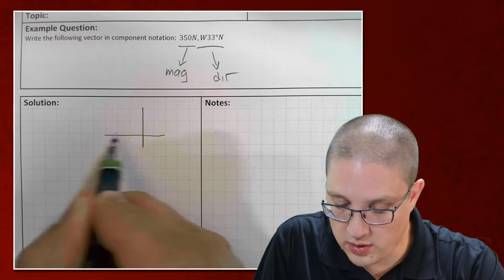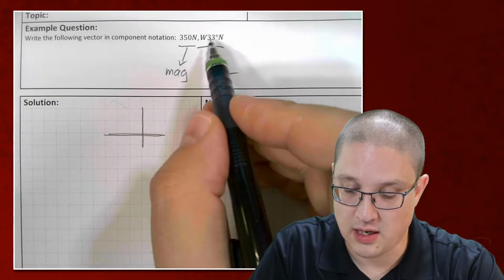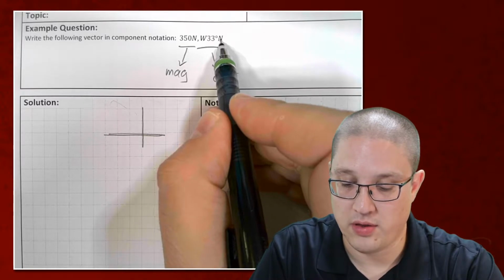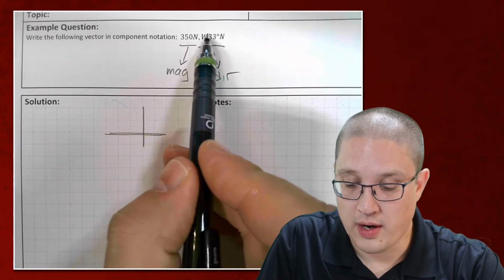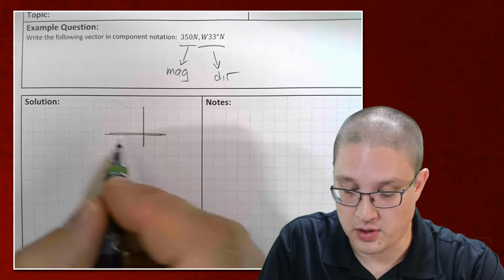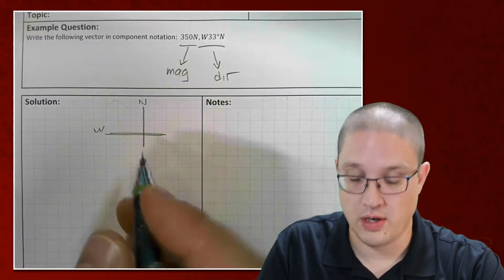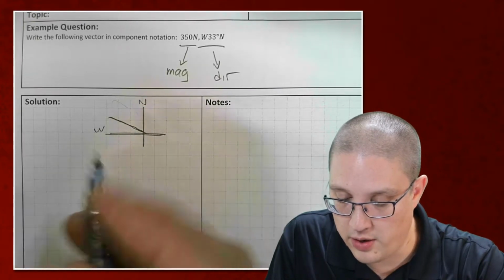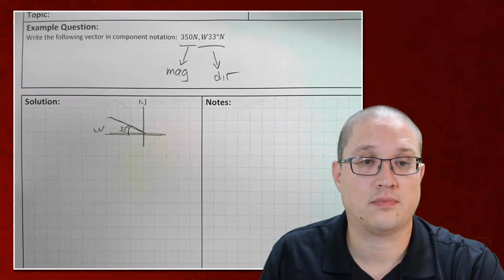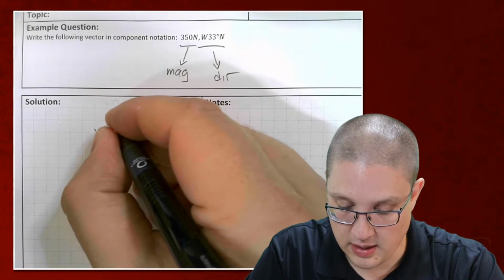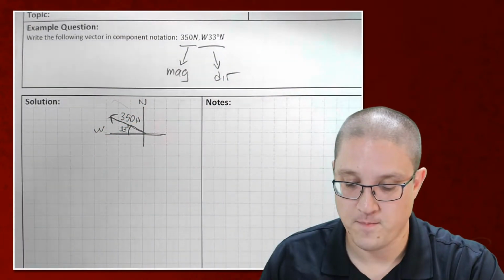Now, I happen to know that this vector is going to be in this quadrant here because I've got west and north. So it's going to be somewhere between west and north. So when I look at my direction written like this, I'm going to start at west and I'm going to go towards north 33 degrees. So my vector is going to be here, and this is 33 degrees. I also know that the length of this vector is 350 newtons.